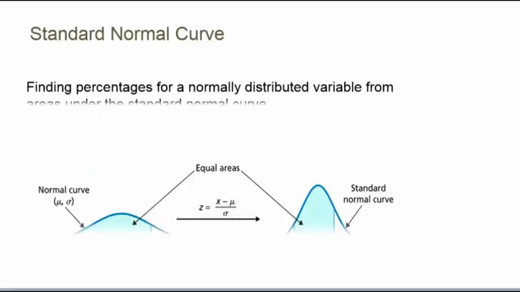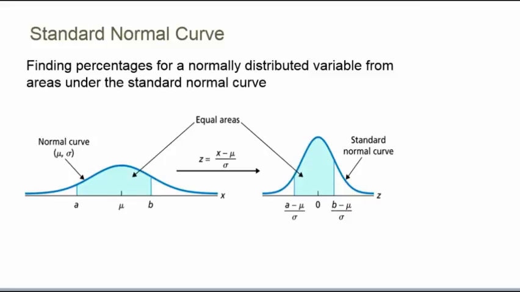Standard normal curve. Finding percentages for a normally distributed variable from areas under the standard normal curve. You start with your normal curve, which has a mean, mu, and a standard deviation, sigma. Your curve goes up from left to right until it gets to mu, then it goes down from left to right. And we have 2 points on our axis, A and B, which represent 2 data points for our variable x.